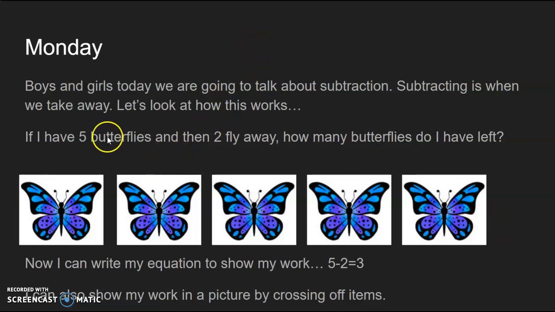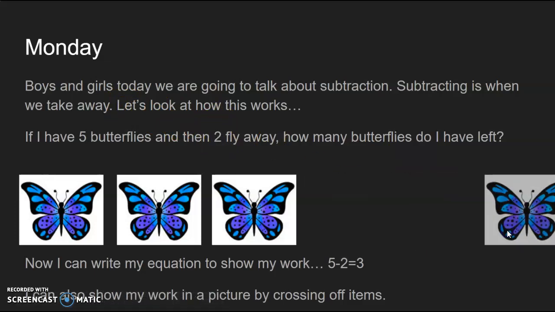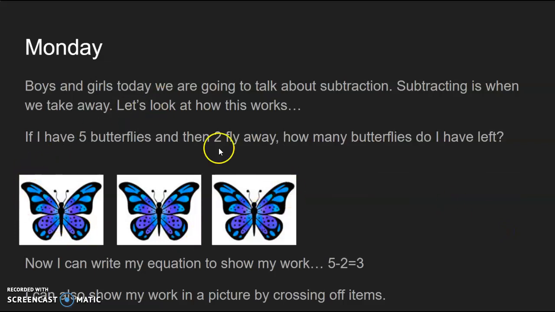If I have 5 butterflies and then 2 fly away, how many butterflies do I have left? You can see that I have 1, 2, 3, 4, 5 butterflies here. And we wanted to take 2 butterflies away. And I can see that I now have 3 butterflies remaining. So now I can write my equation to show my work. Our equation would look like 5 minus 2 equals 3.